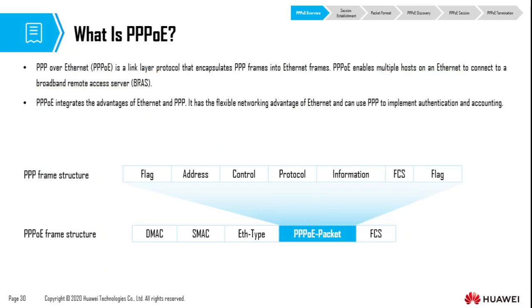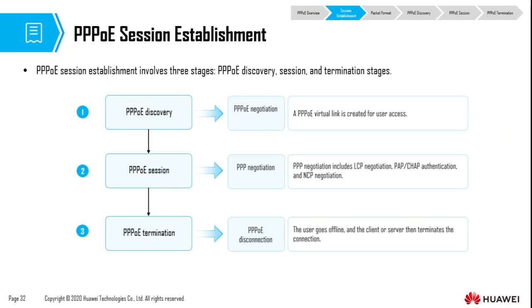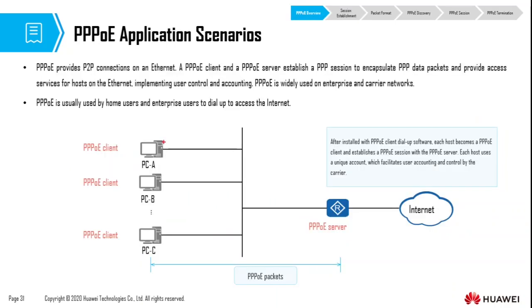Okay, so the PPPoE application scenario. We still have it here. PPPoE provides point-to-point connections on an Ethernet. Ethernet means we are either using Ethernet cable or even fiber. So there is a PPPoE client and a PPPoE server. Your home wireless router acts as the PPPoE client, while the BRAS server acts as the PPPoE server.